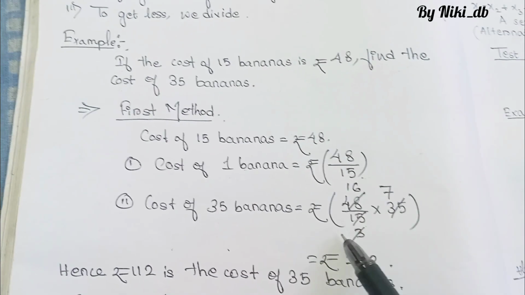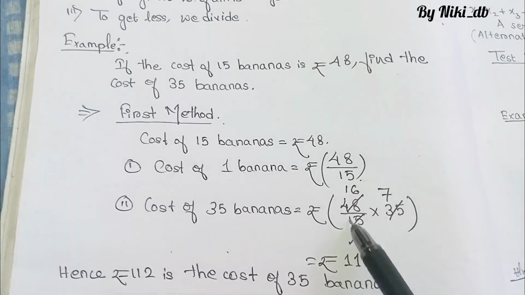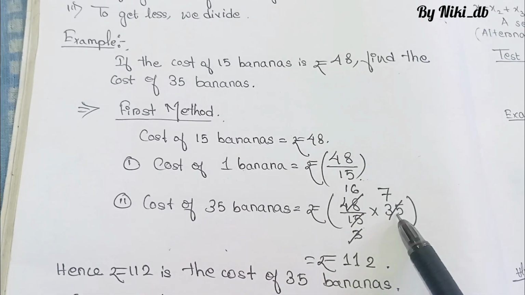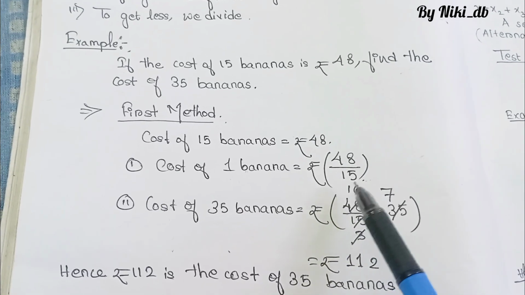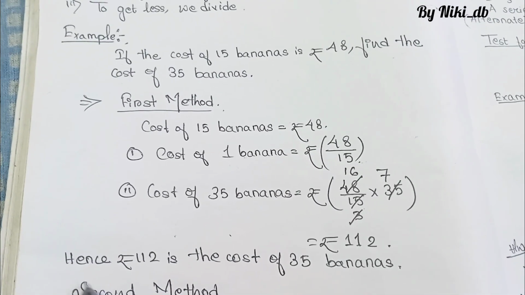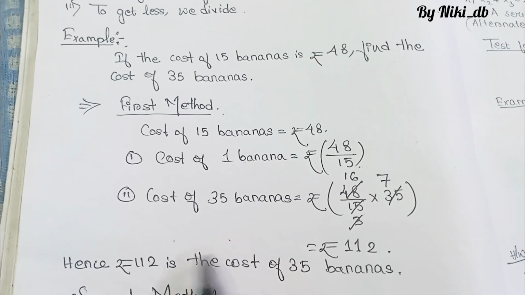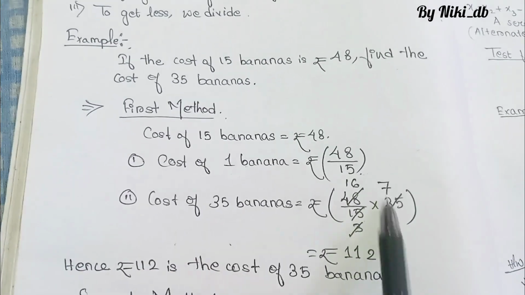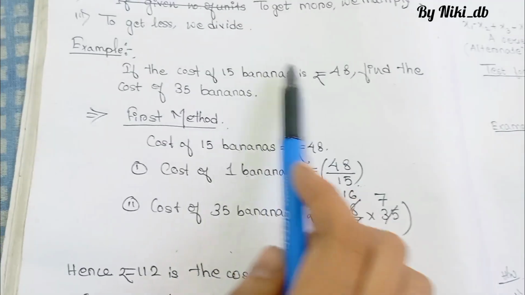This is just cutting with 5. 5 by 3, 5 3s are 15. 5 7s are 35, 3 16s are 48. 16 multiplied by 7 gives 112. So the cost of 35 bananas is 112. This is about the first method.